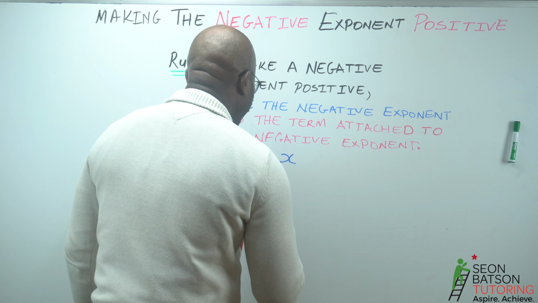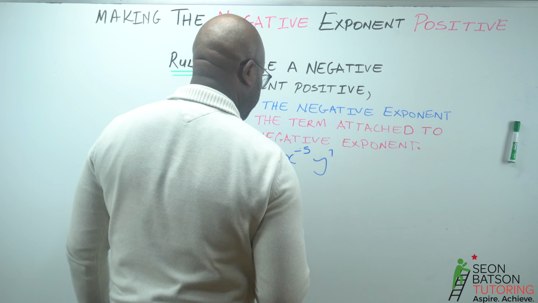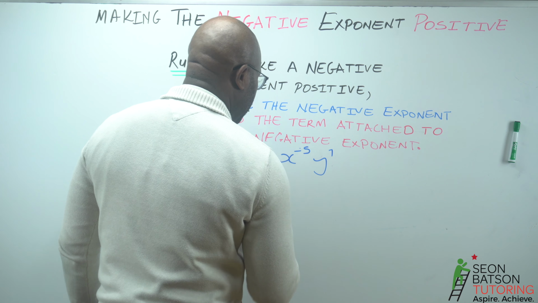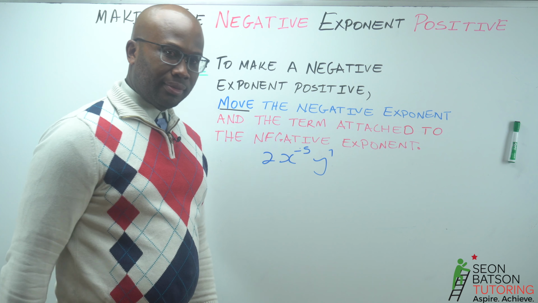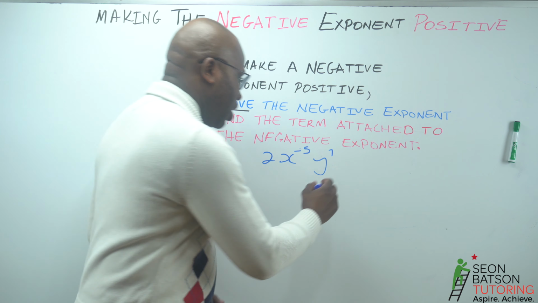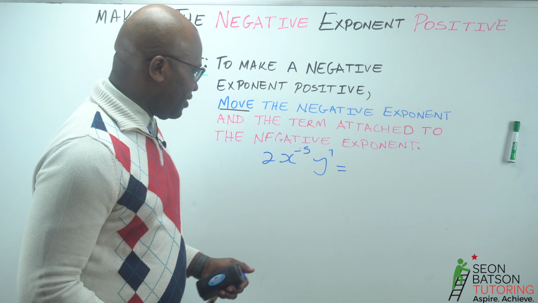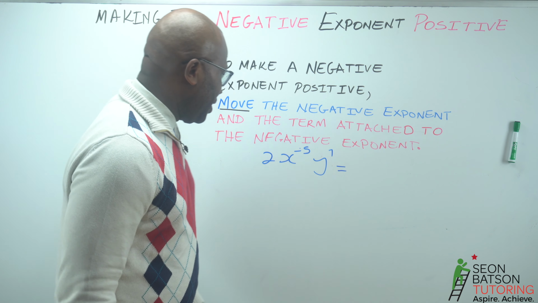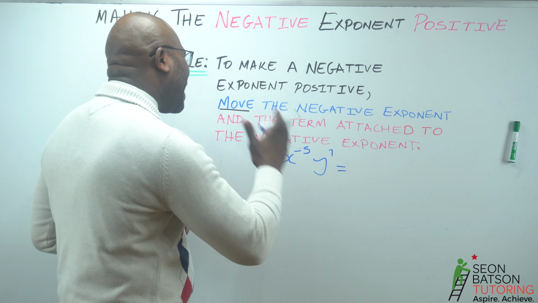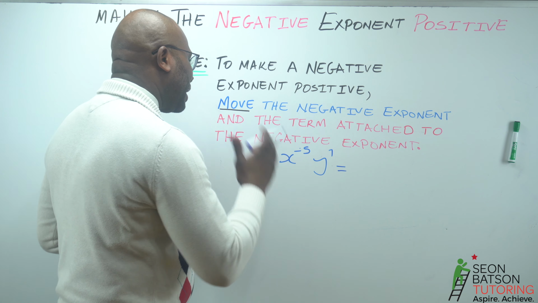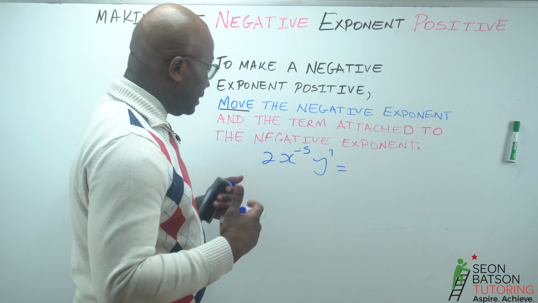Okay, let's say we have 2 x to the -5, y to the 7th. Okay, let's keep this one right here. Now, I want you guys to give this one a try. Okay? Again, pause the video. Don't panic. It's fun stuff, right? This is fun stuff. I'm even singing for you guys, right? So, remember the rule. The rule is to what? To make a negative exponent positive, simply move the negative exponent and the term attached to it.